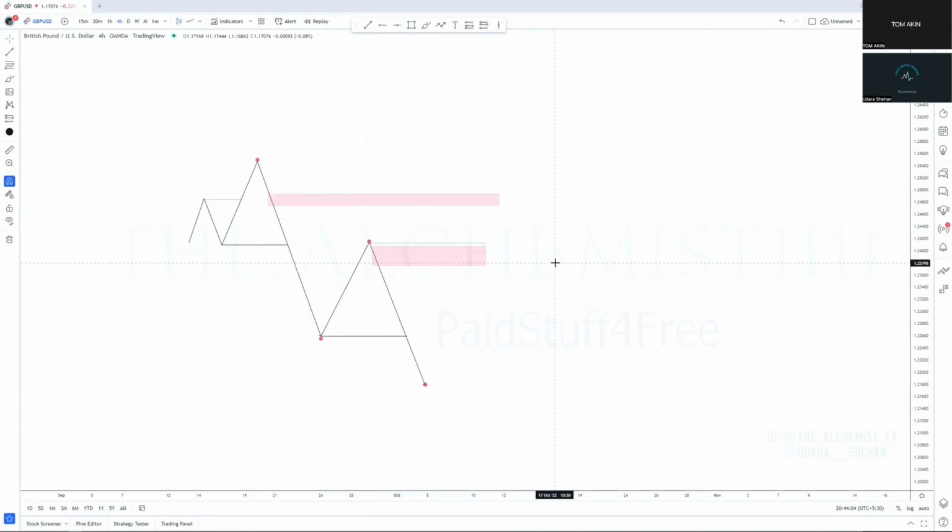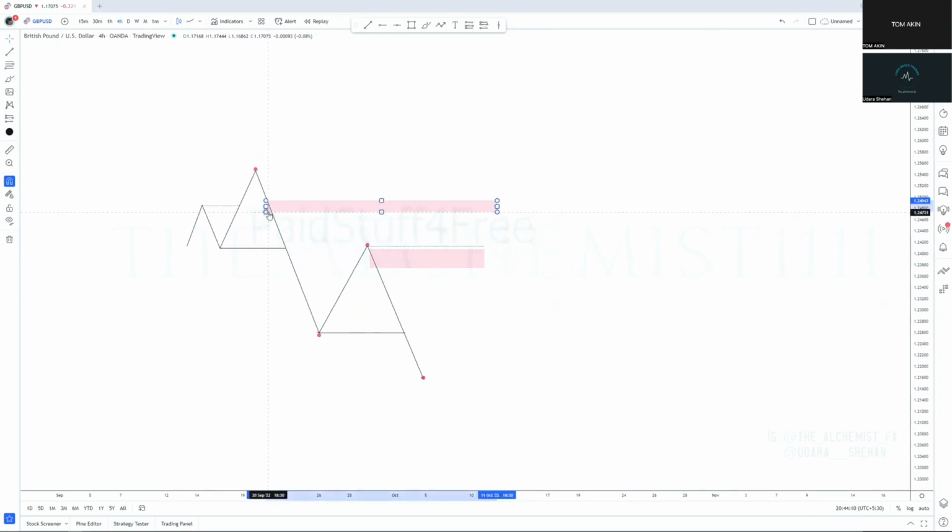Now, let's put imbalances aside. We're not going to focus on that a lot. But remember, it's just one simple point of interest that we're looking at. What is that? That's the opening prices of the candles.